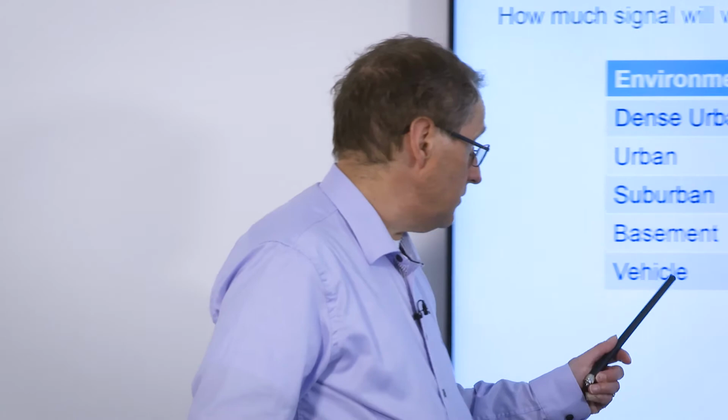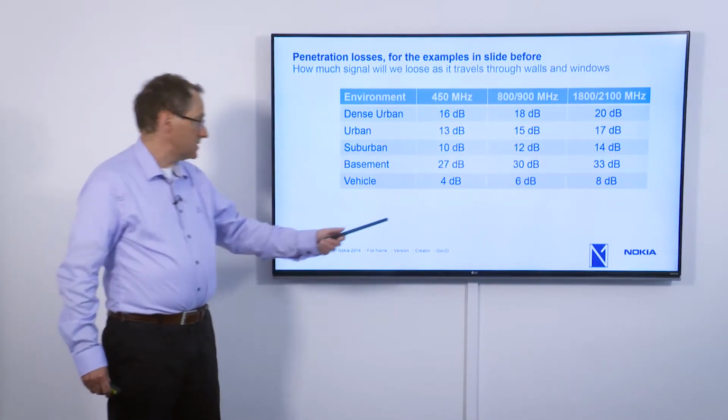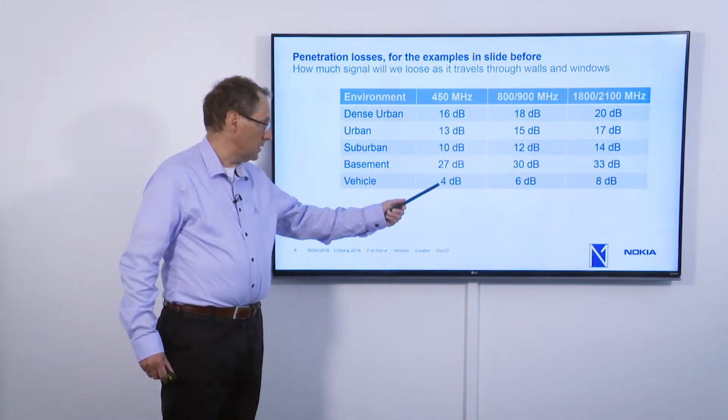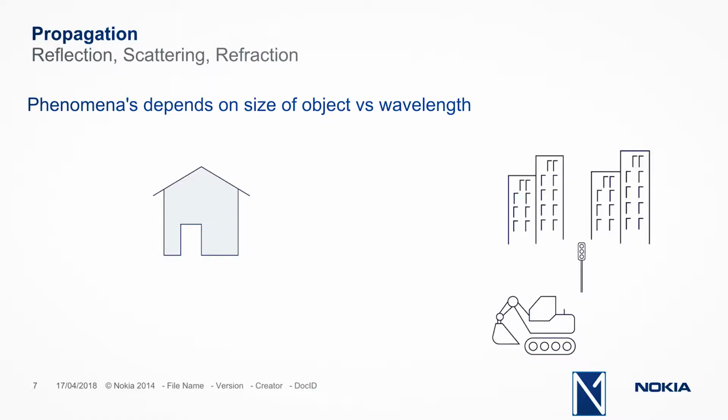But what we also see with 450, it's more evenly distributed signal. So still there, 450 performs better than the other frequencies. Then let's have a look at another phenomena, or 3 other phenomena with wave propagation.